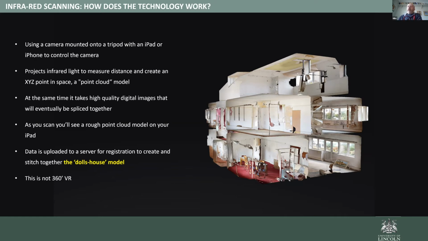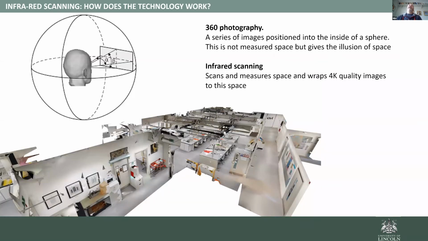One thing I want to note here is that this is not 360-degree photography. What I've tried to illustrate here is an example of 360 photography, where what typically happens is a sphere is created where photos are wrapped inside a sphere. So it gives the illusion that you're actually looking at verticals and horizontals and that you are in a physical space, but it's not. It's photographs wrapped to a sphere that you are just looking around.